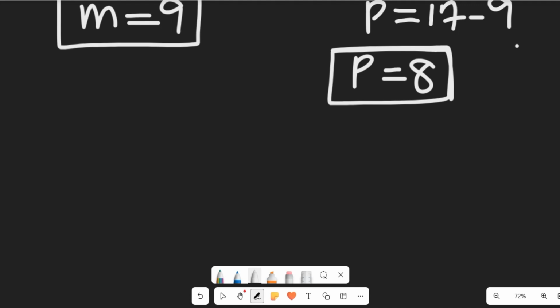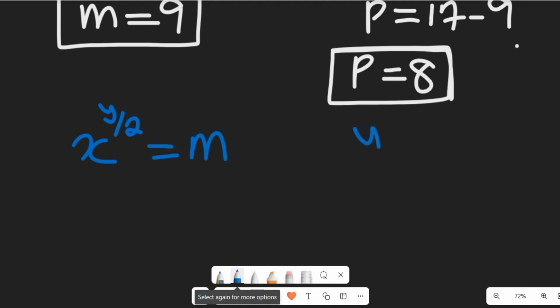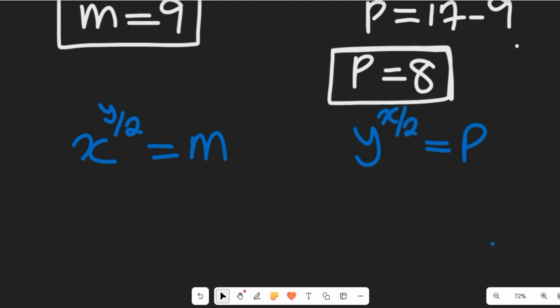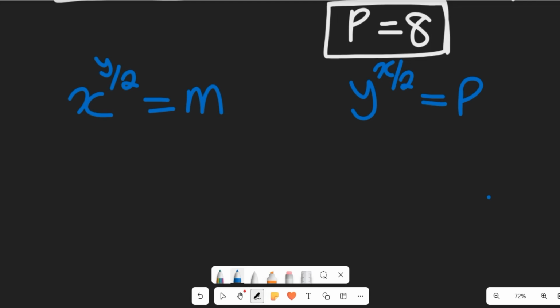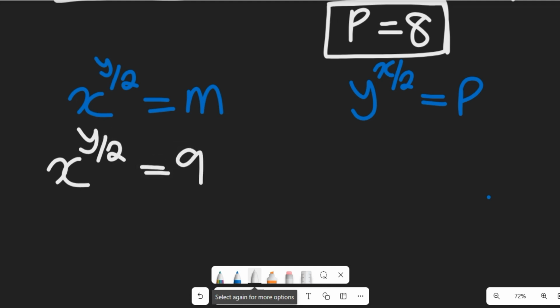If we take that equation, remember we say x to the power of y divided by 2, we say e dey equal to m, and we say y to the power of x divided by 2 dey equal to p. So we wan find x and y. If we find the value of x and y, make we simplify this one first. This one go give us x to the power of y divided by 2 dey equal to 9, na im be m. So if we simplify this one, how we wan take simplify am?